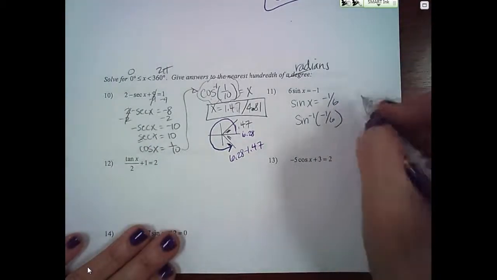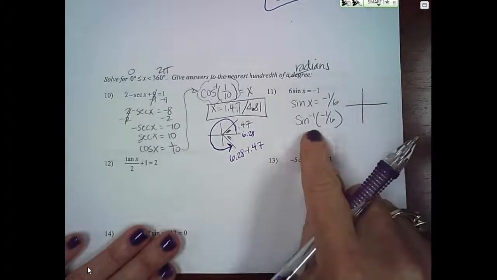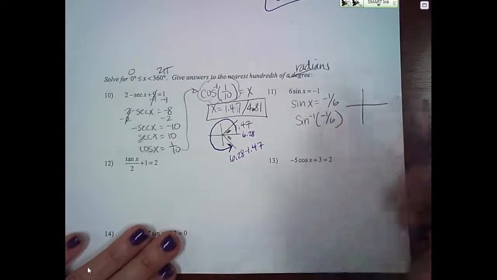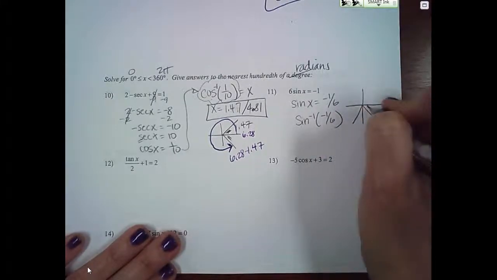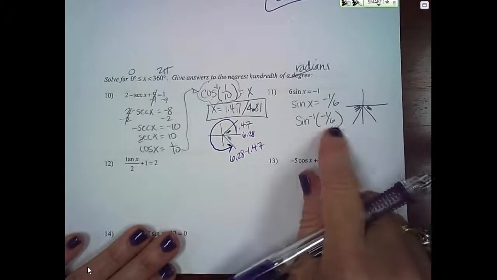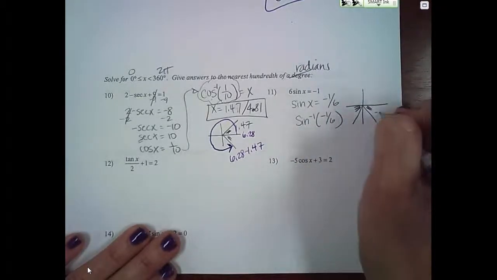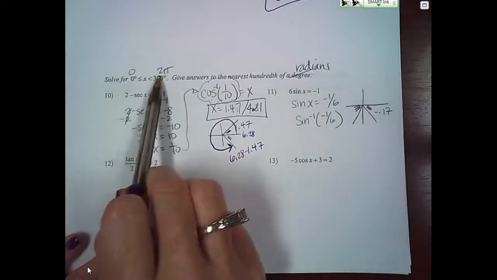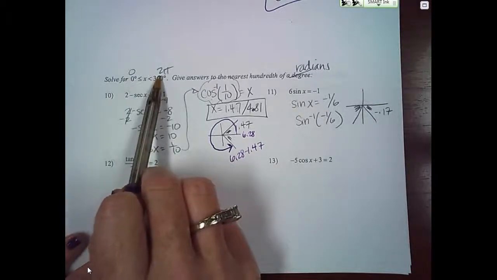When you type this in your calculator, think about your picture. Sine is negative. When is y negative? Here's your y-axis. Y is negative down here, these two spots. And when you enter this in your calculator, you actually get a negative 0.17, which you are not allowed to leave negative. It wants your answer to be between 0 and 2 pi, so positive.